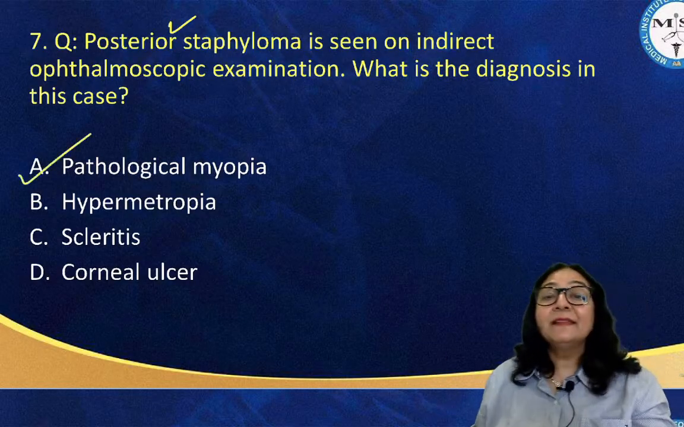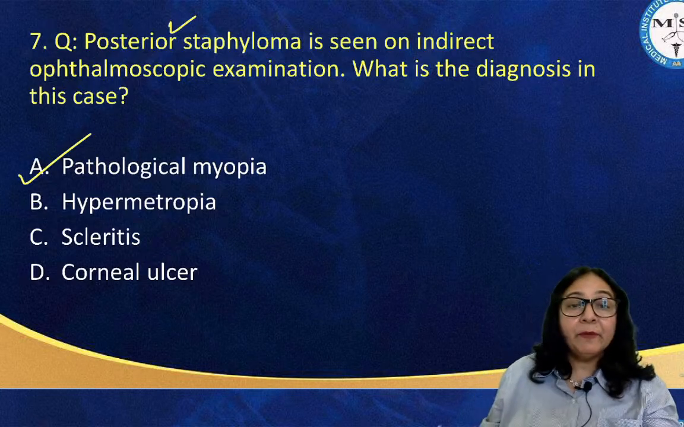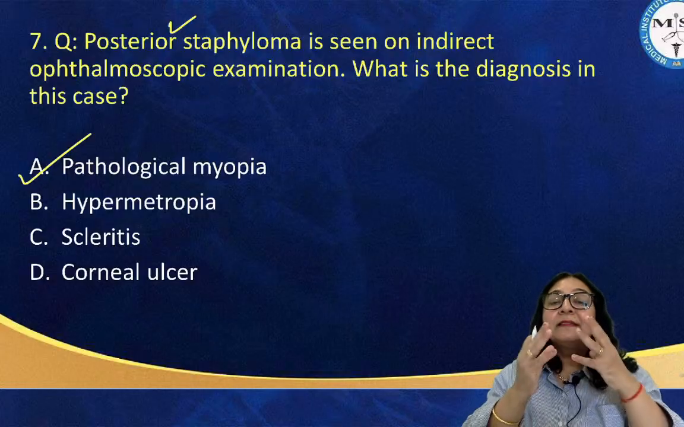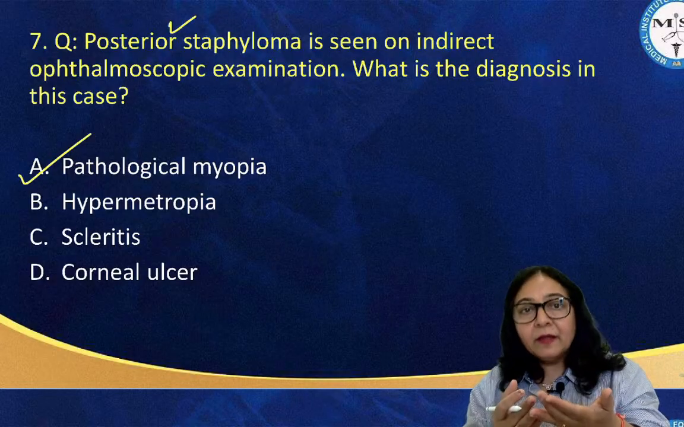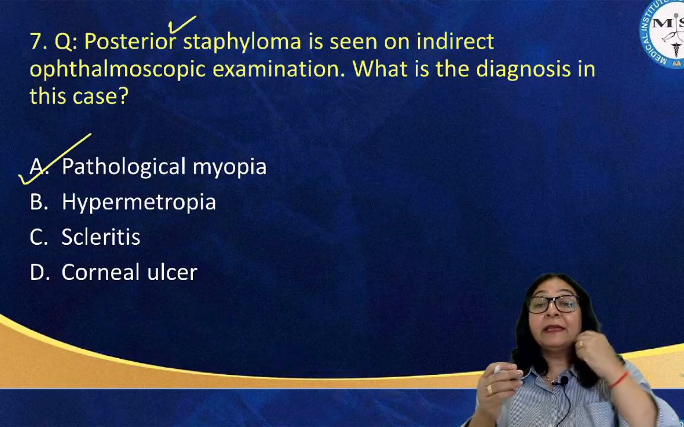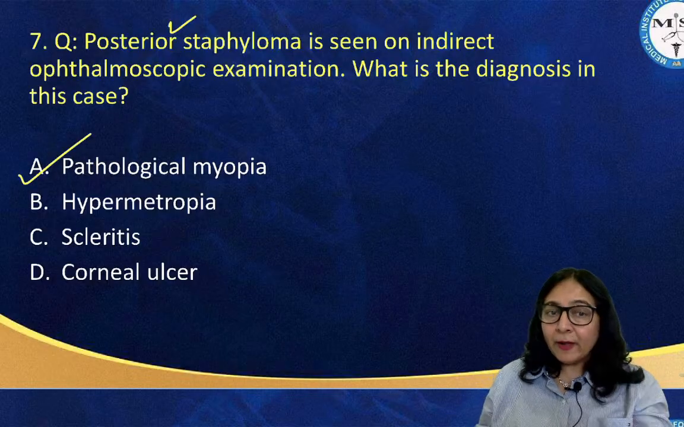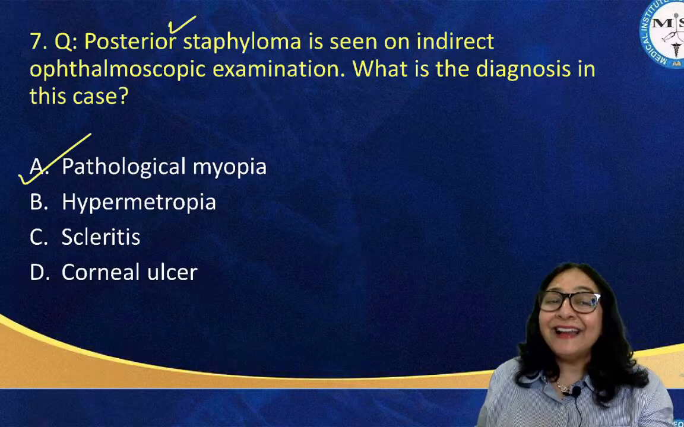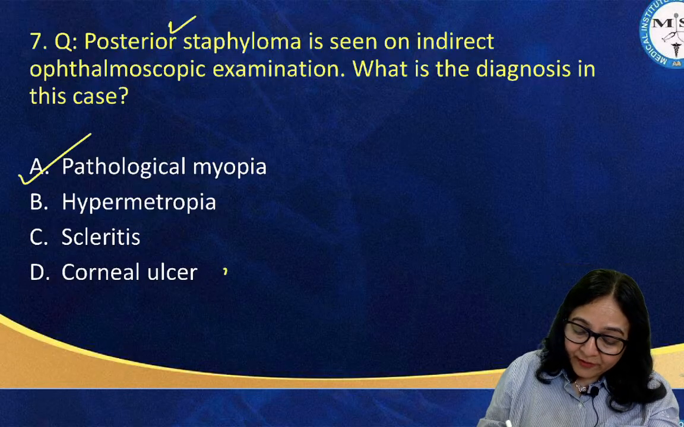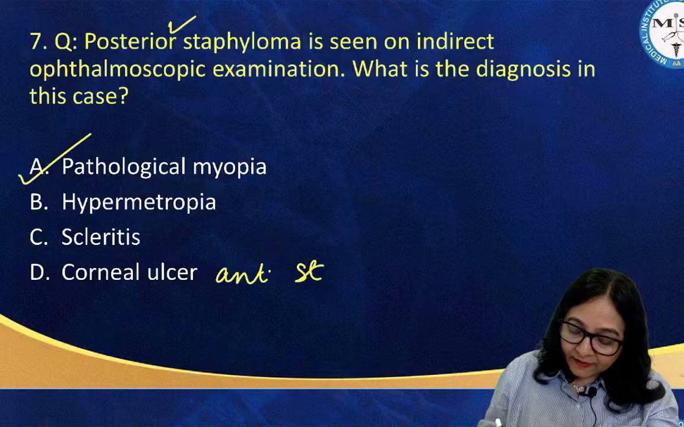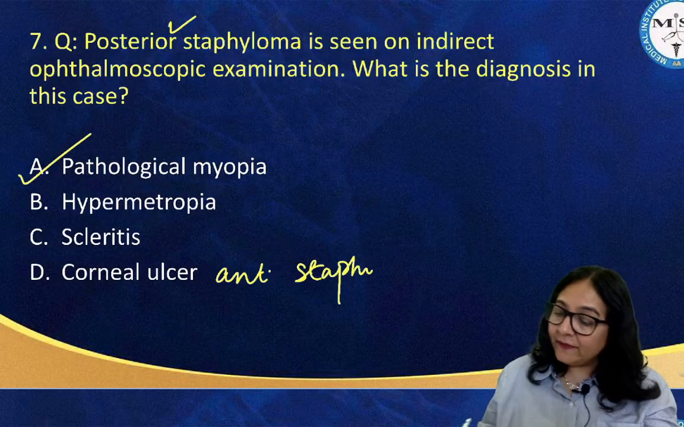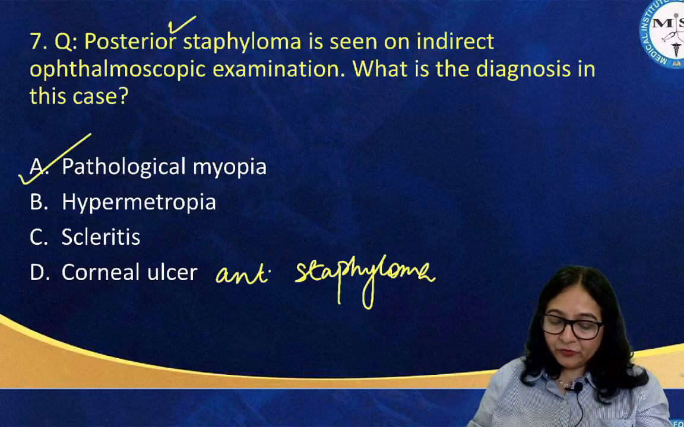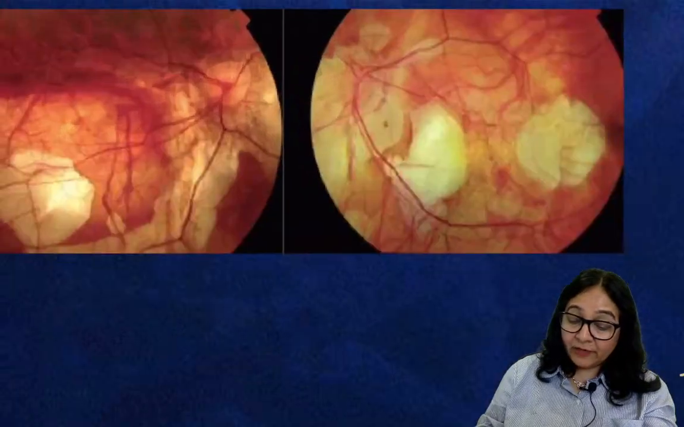So pathological myopia is the answer to this question, not hypermetropia, because hypermetropes have smaller eyeballs. Scleritis can cause staphyloma, but it usually causes ciliary staphyloma or equatorial staphyloma, not posterior staphyloma. Complicated perforated corneal ulcers can cause anterior staphyloma. So if pathological myopia is there, posterior staphyloma is a feature of pathological myopia.